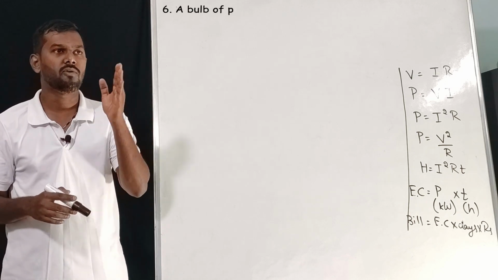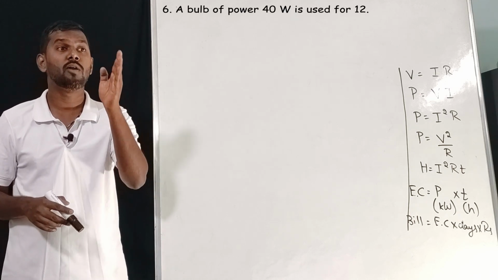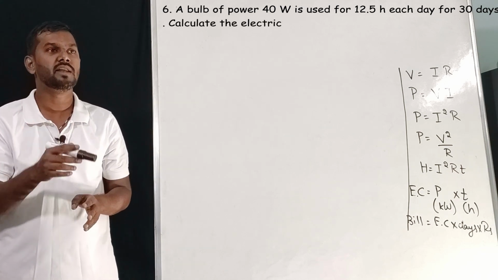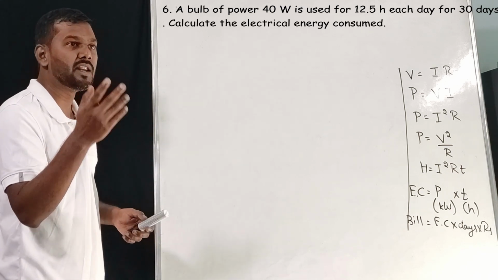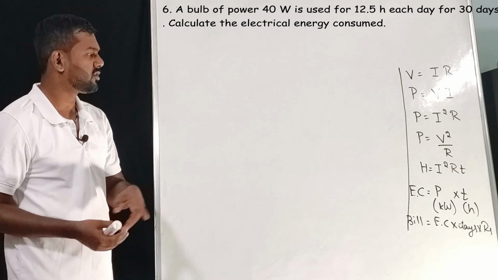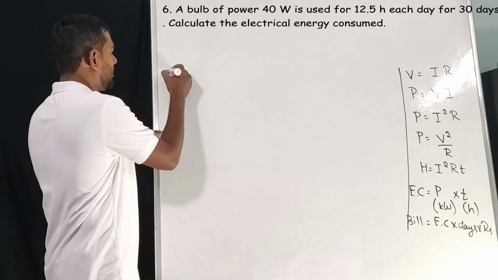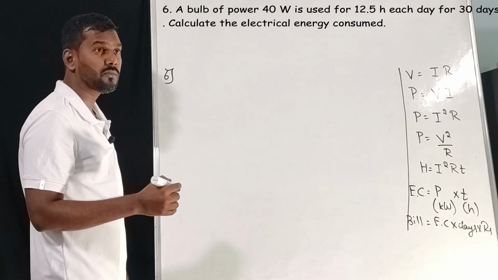Question number 6. A bulb of power 40 watt is used for 12.5 hours each day for 30 days. Calculate the energy consumed. Okay, electrical energy consumed. See, this is also a very easy question. We have the formula. We'll substitute and get the answer.